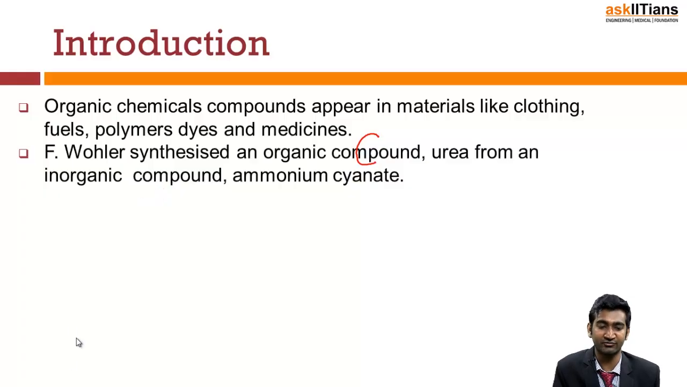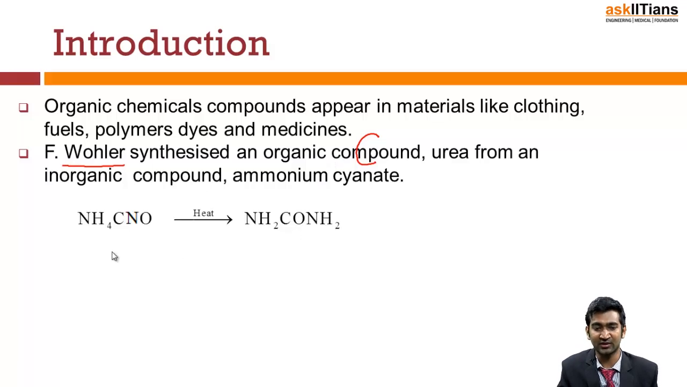And who found the first compound? There was a scientist, F. Wöhler. He synthesized an organic compound, actually urea, and that too from an inorganic compound. When he found out the properties, he got to know that there may be many compounds like this, and then all this research work started. He took ammonium cyanate, heated it and got urea, NH2CONH2.